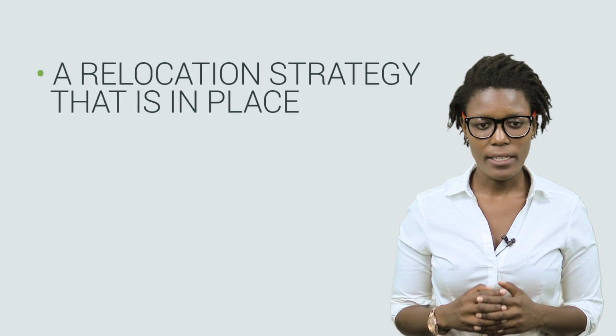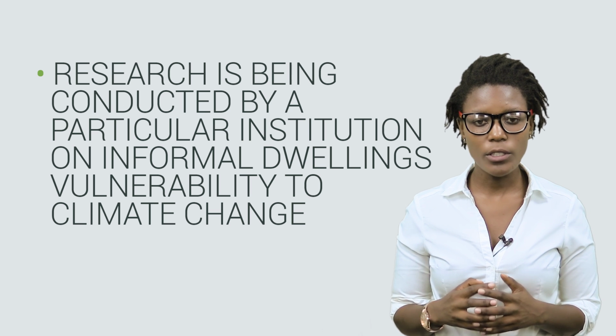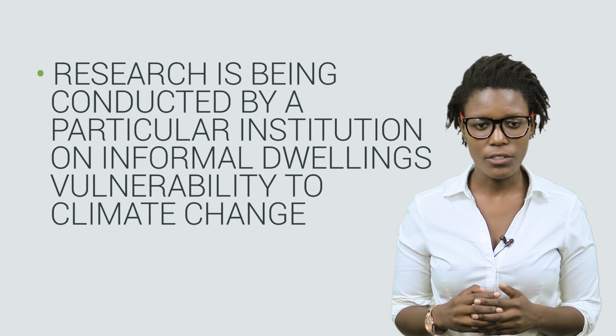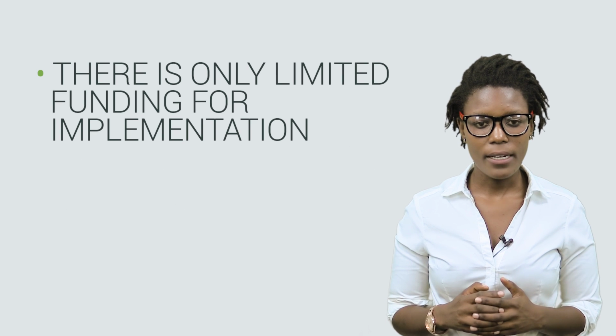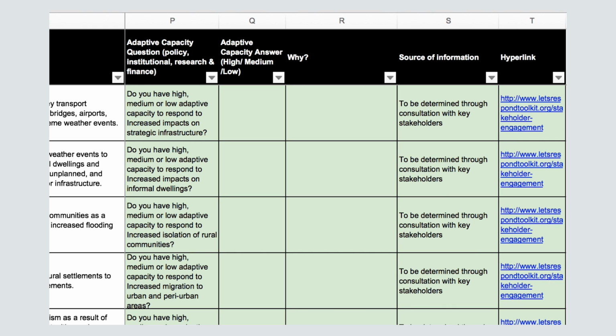Let's say that through the stakeholder consultation process, you found that there is a relocation strategy that is in place and research being conducted by a particular institution on informal dwellings vulnerability to climate change. But there is limited funding for implementation. Based on this evaluation, you may then decide, because there are systems in place, your adaptive capacity is medium for this impact. You can then go ahead and add medium as your response in column Q. If your answer was low, you would then add low in the same column.